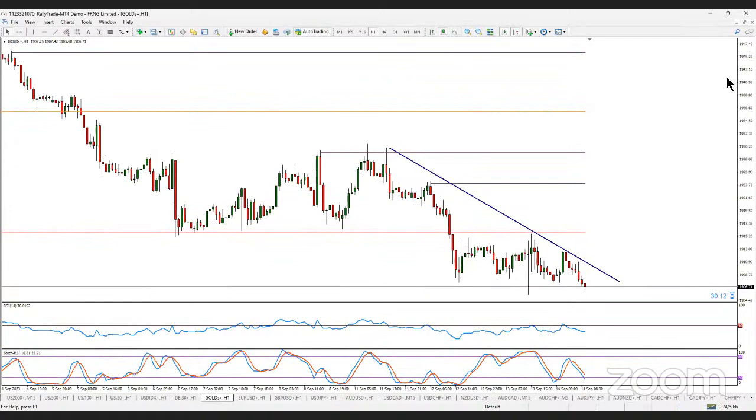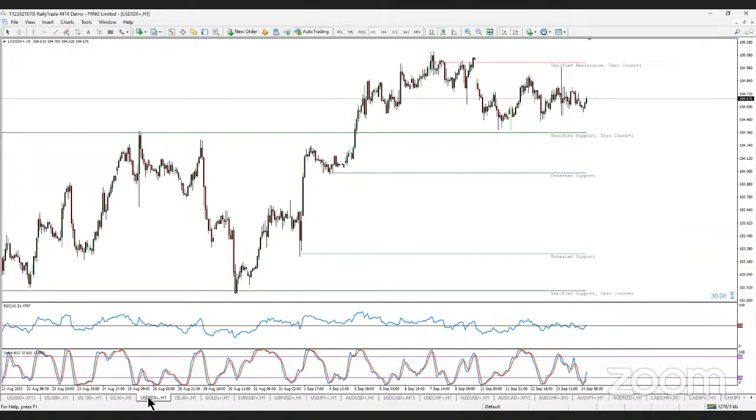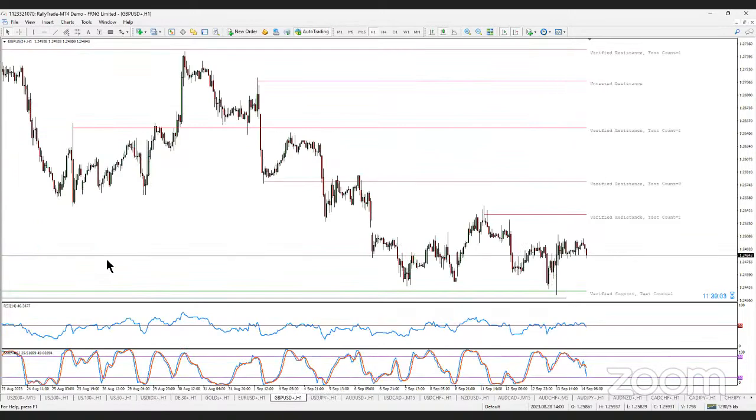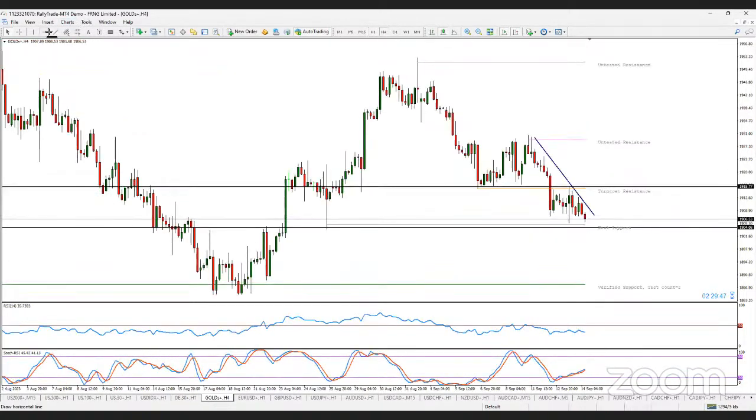So for gold, it has been on a downtrend. The dollar gained strength yesterday when the CPI came out. It gave dollar strength, and so that affected gold negatively, right? But gold is currently trading towards a verified support.